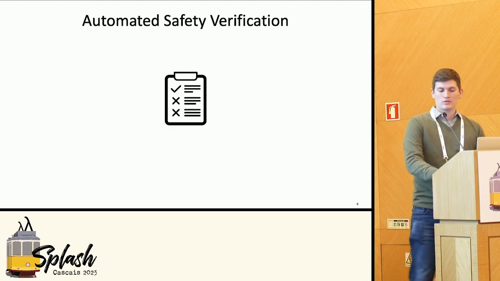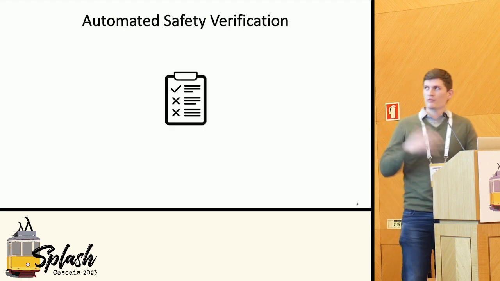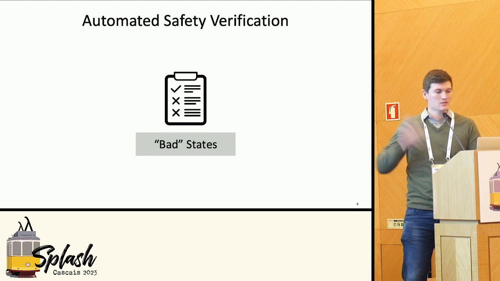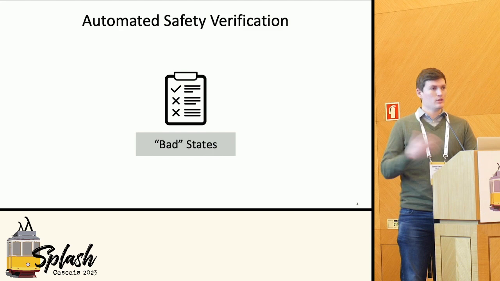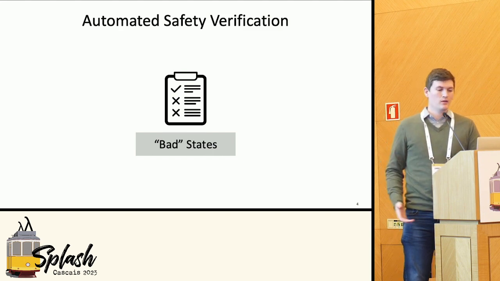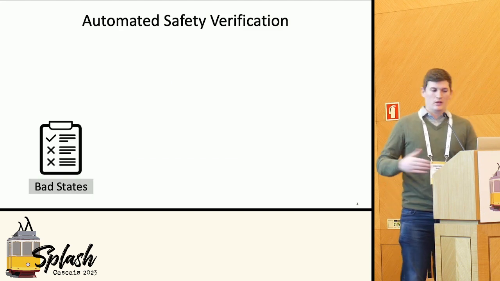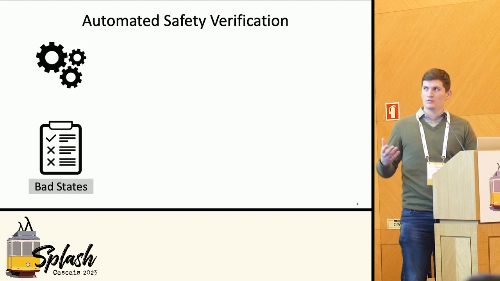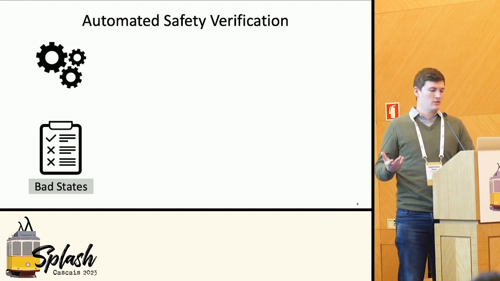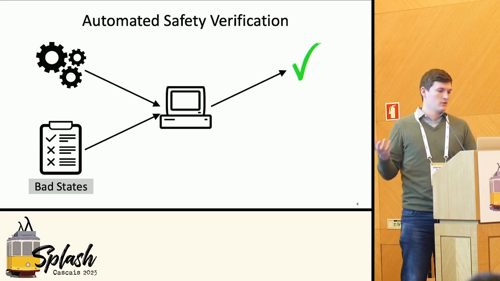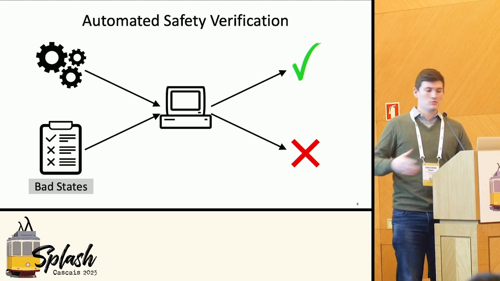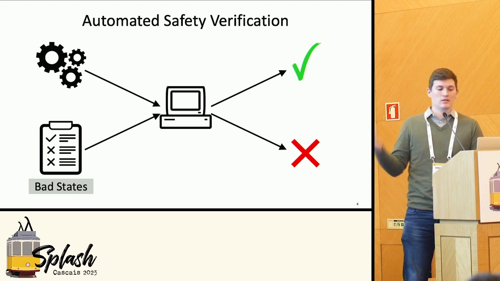Safety properties require our system to never fall into certain bad states. So the system has an erroneous behavior if it can reach any such bad state. Now, ideally, we would like to have our specification and a system definition, throw them into a computer, and have it tell us, yes, this is correct, no bad states can be reached by this system. Or, no, it's not correct, because some bad state can be reached.